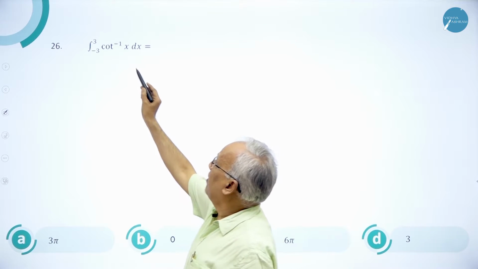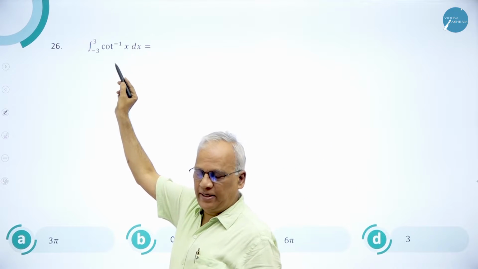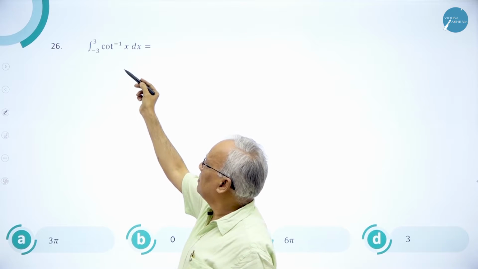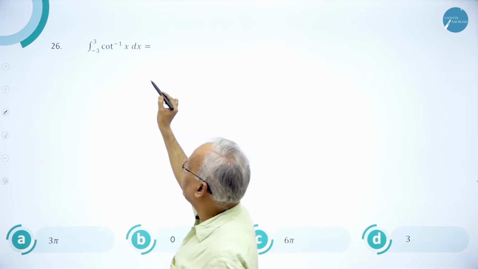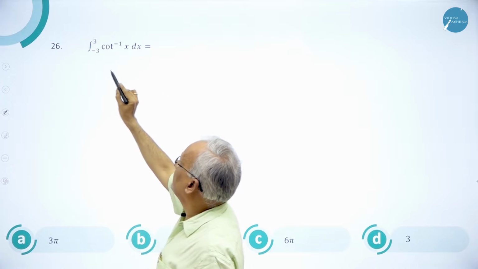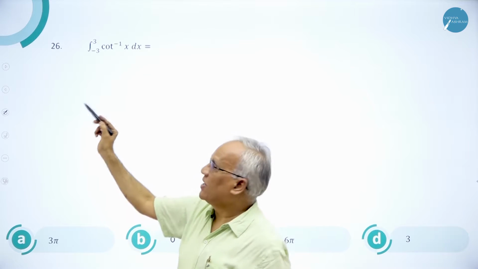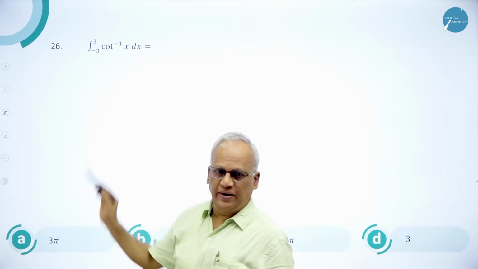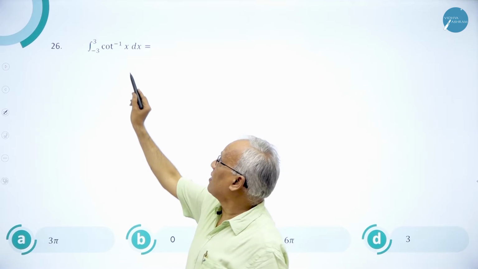Don't waste time on integration by parts. You can do it by integration by parts, but it is very time consuming. So what I do: this function cot inverse x is not odd. If it's an odd function, minus 3 to plus 3, you can write directly 0, but it's not an odd function.